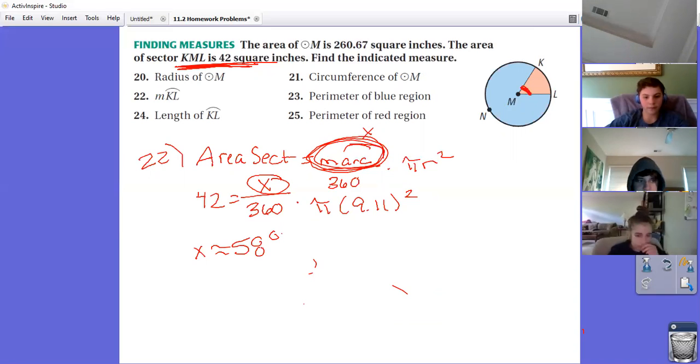Yes, ma'am. Okay. Subtracted 58 from 360 to find the measure of this one was 302, and this is 58 degrees. Okay. All right, let's move on to 35 and 42.